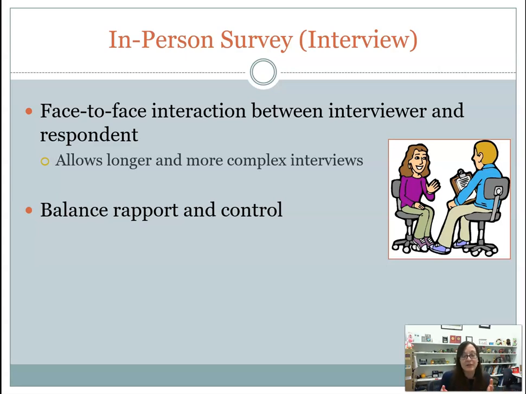And computer-assisted measures can help with that, where you can use a computer with the interviewer's help or without. But again, too much of that computer use then reduces the rapport. So you want to keep that balance.